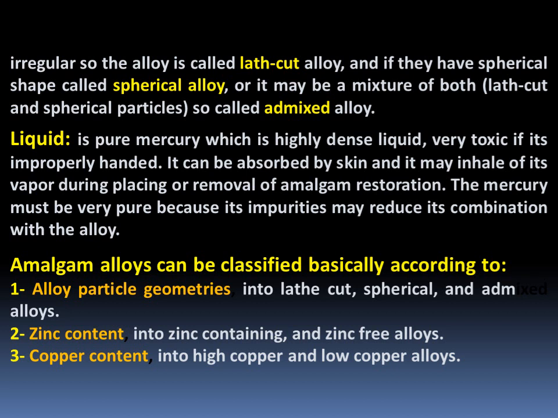So, amalgam can be classified basically according to, number 1, alloy particle geometry into lathe-cut, spherical, and admixed alloy. Number 2, zinc content into zinc-containing and zinc-free alloys. And number 3, copper content into high copper and low copper alloys.